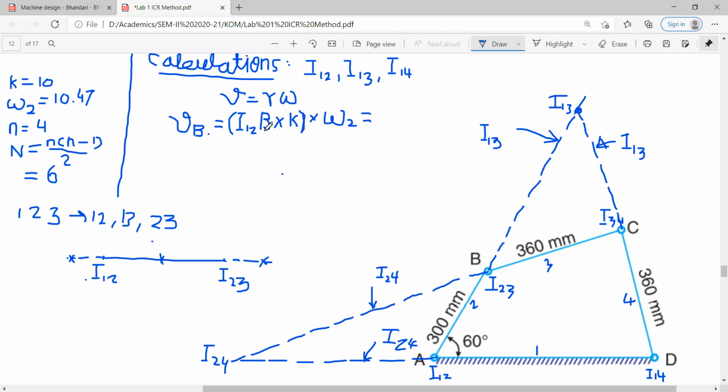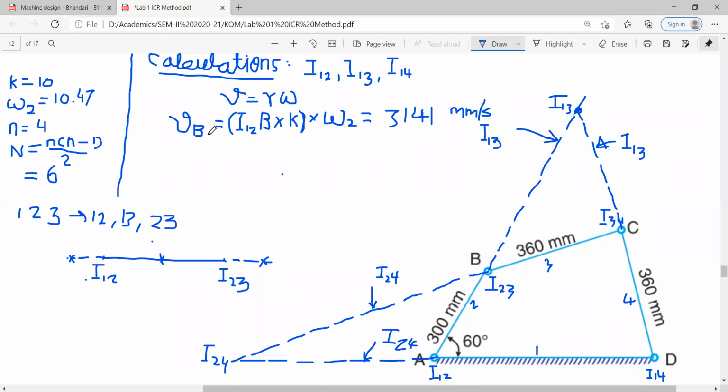ओके, कितना रहे वेलोसिटी, बताओ। 300 इंटू 10.47, 3141. Okay, so you got the answer 3141, okay, point something, and unit you will write mm per second because radius distance is in mm. Okay, mm per second. Okay, now we have to proceed onward.